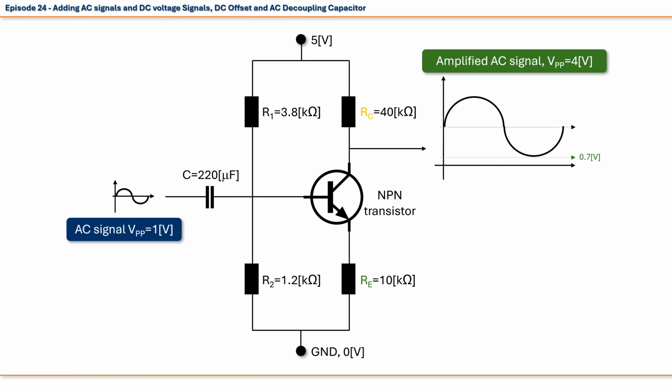Now, let's quickly draw a real amplifier circuit with NPN transistor. Let's set resistors R1 and R2 to 3.8 and 1.2 kiloohms. If we set emitter resistor to 10 kiloohms, and we set collector resistor to 40 kiloohms, we will amplify our AC signal exactly 4 times. So, our AC signal will now have peak-to-peak value of 4 volts. Who would have guessed that amplifiers are so simple?